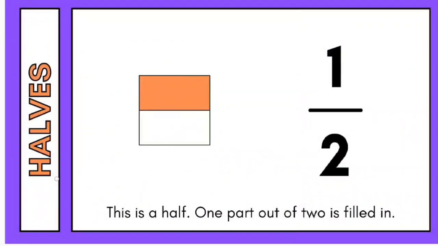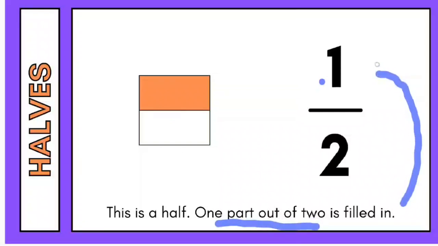Halves. This is half. Numerator will be 1 and denominator will be 2. And one part out of 2 is filled in. That's why one part is filled in. So numerator will be 1. And 1, 2. So it will be denominator.